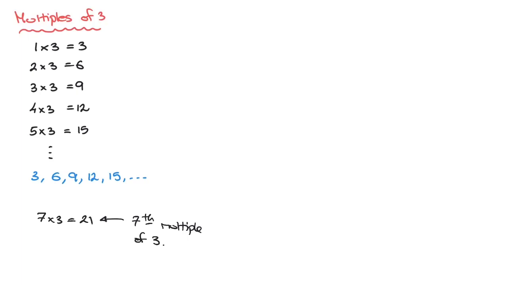Let's look at another example. Let's say we have to find the multiples of 5. And the good news is, the method doesn't change. We do exactly the same thing again, but instead of 3, we're going to work with 5. So let's go ahead. 1 times 5 is equal to 5. That's the first multiple of 5.